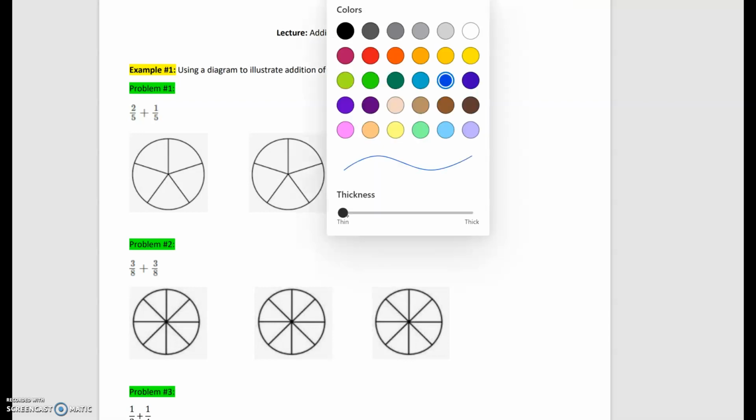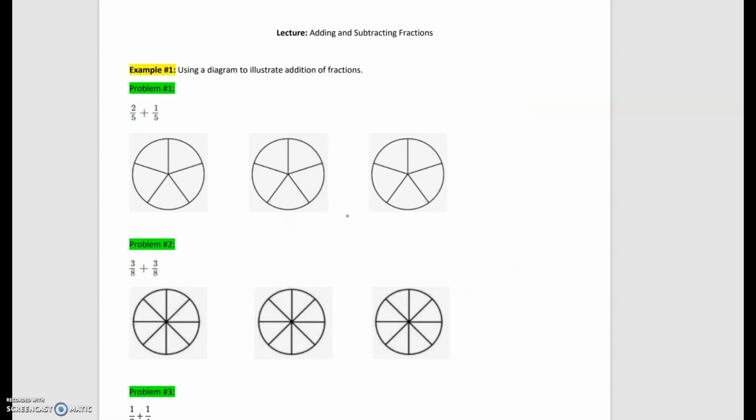So let me use a different color. Let me use red. So in this case, they want us to represent 2/5. So this shape is 1, 2, 3, 4, 5. And 2/5, it's going to be basically 2 of these shaded, and we're going to be adding them to a third one. I'm just going to add this one, and this is going to be equivalent to putting the shaded pieces together. So in this case, a total of 3 of these are shaded.